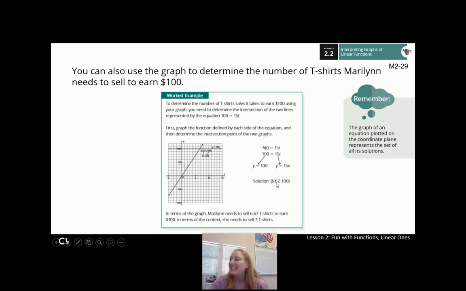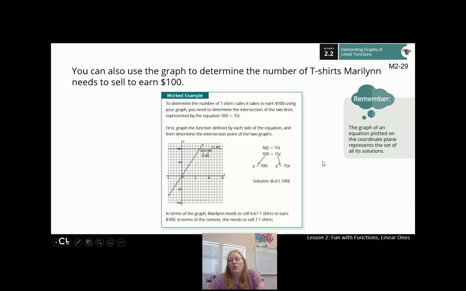And you can see I got 6.67, 100. So in terms of the graph, again, you can see we got 6.7 t-shirts to earn $100. So just like we said before, it means she needs to sell 7 t-shirts. This is great and all. If you have Desmos, you could totally do this without Desmos as well. It just starts to get a little funkier, but it's okay.